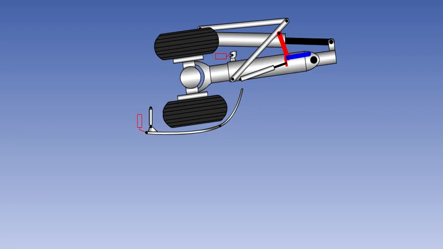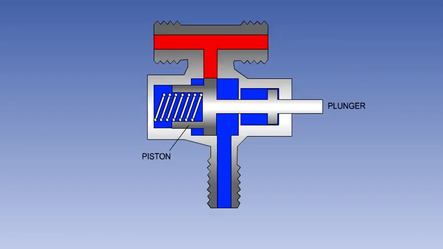There are two types of valve in common use: mechanically operated and hydraulically operated. The mechanical type of valve consists of a piston in a cylinder connected to a plunger, with a spring pushing the piston in the closed direction.